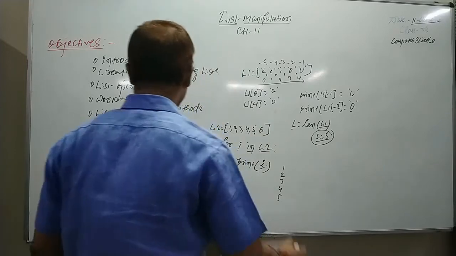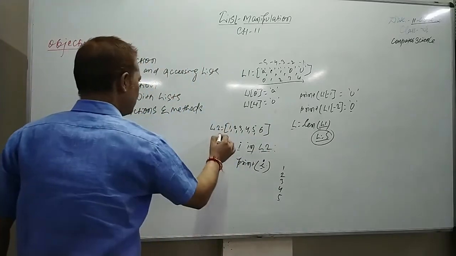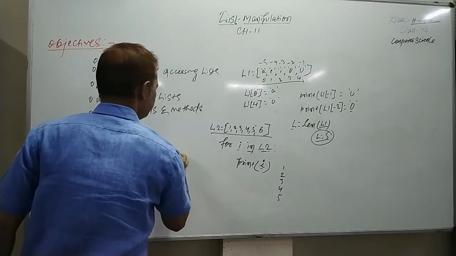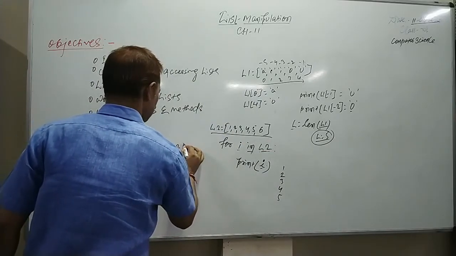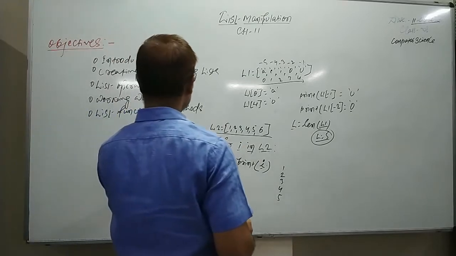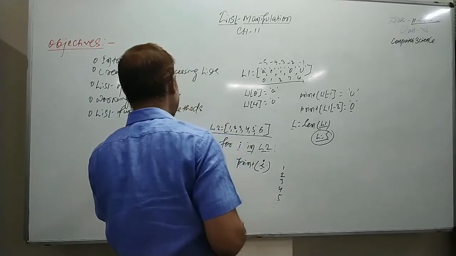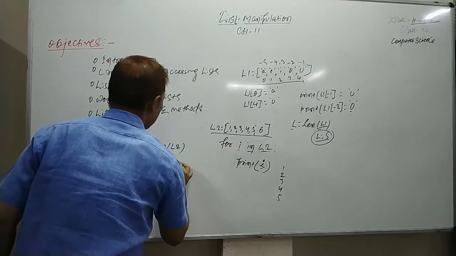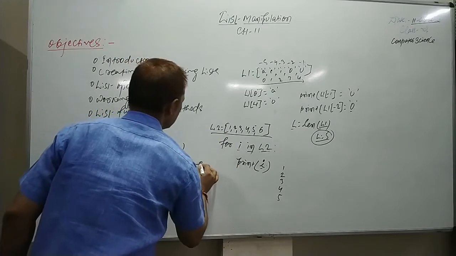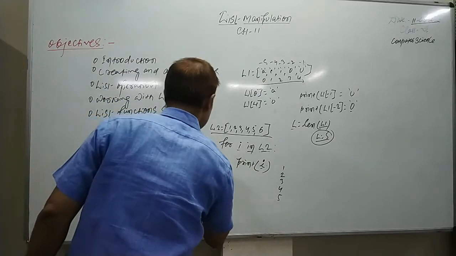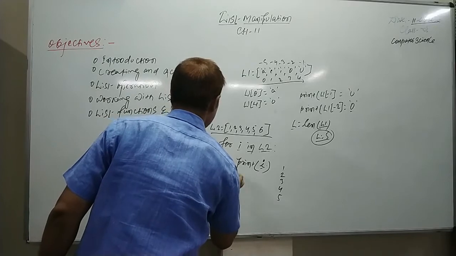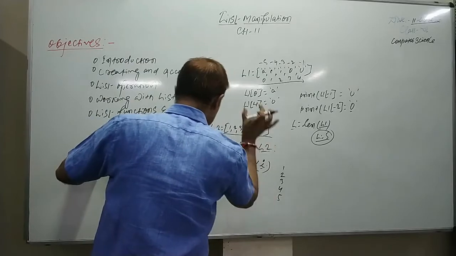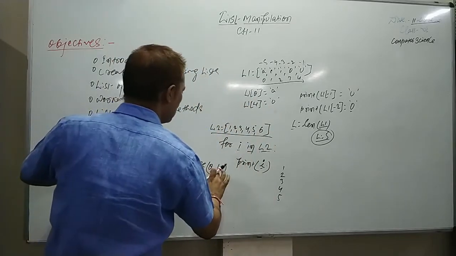Another way to refer to the elements: say L2 is a list. Now you can say L equal to len of L2. In this case you are finding the length of L2 and putting it in L. After this you can use the for loop, for I in range. Now I'm using the range operator, and I'm saying 0, L. L is the length of L2, which is 6. So 0 to 6 means it will go from 0 to 5.